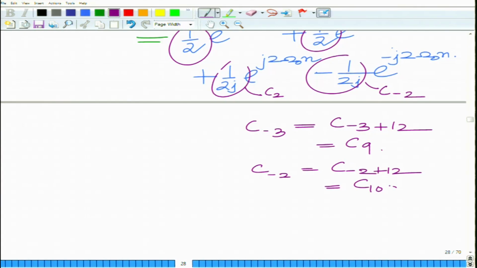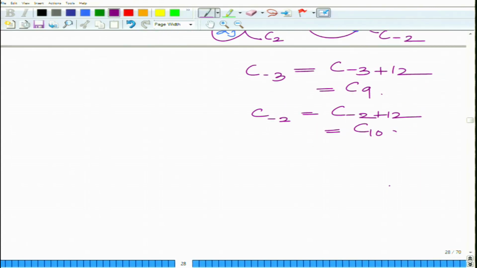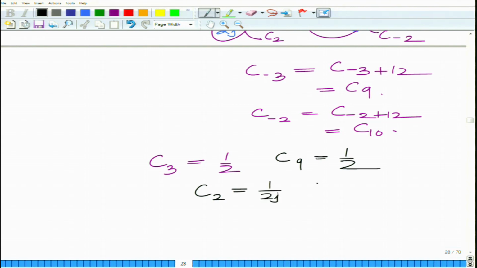So, from the above discrete Fourier series, we have C of 3 equals half, C of minus 3, that is C of 9, is also equal to half, C of 2 equals 1 over 2j, which you can also write as minus j over 2, and C of 10 is equal to minus 1 over 2j.